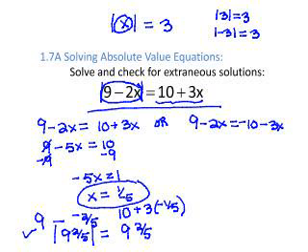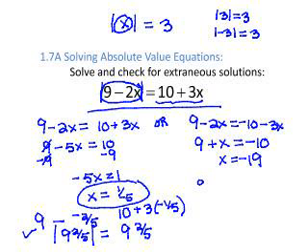Our other one, let's add 3x to both sides this time. So we get 9 plus x is equal to negative 10. Now we're going to subtract the 9. Negative 10 minus 9 is negative 19. Okay, so let's check that one.